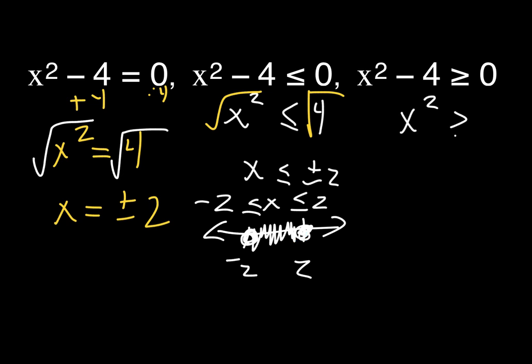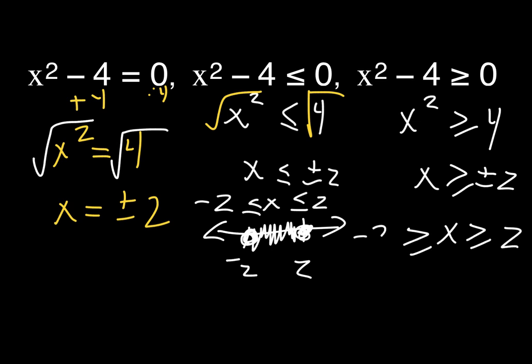X squared greater than or equal to 4. X plus or minus 2 again. It's greater than or equal to, so it'll be x like this, which actually doesn't make sense because it's not between. If you would graph it, negative 2, it'll be down here because it's x less than negative 2. And then it'll be a positive 2, closed dot, shaded up here because it's x greater than positive 2.